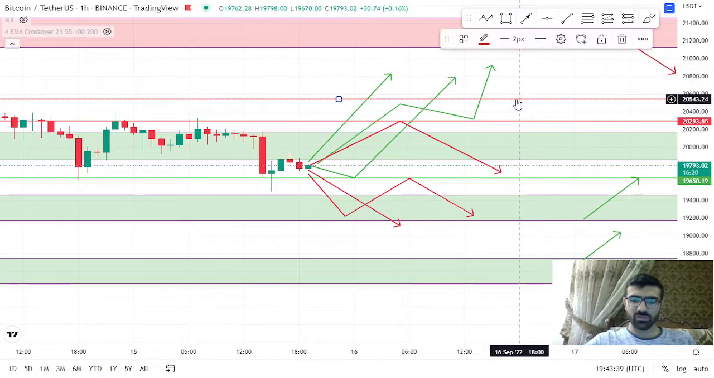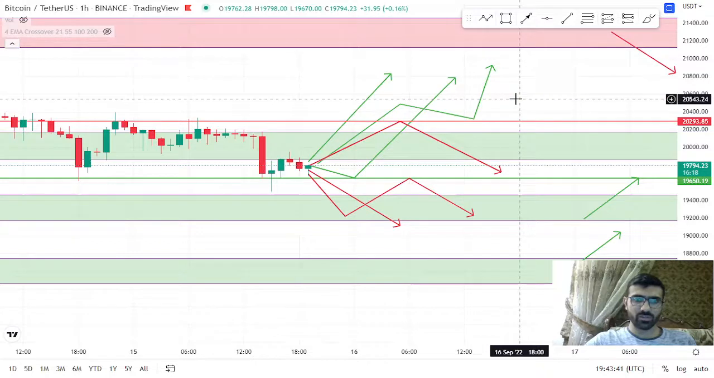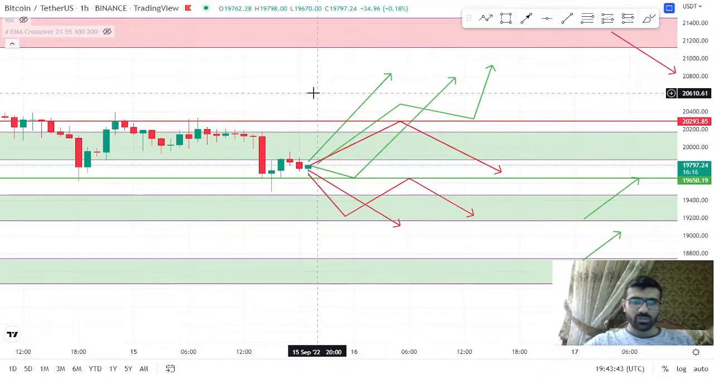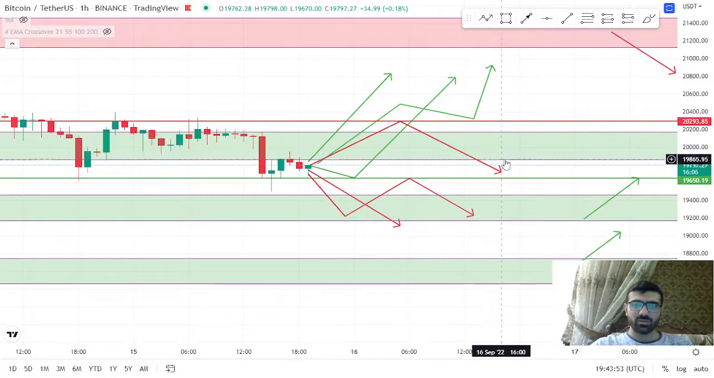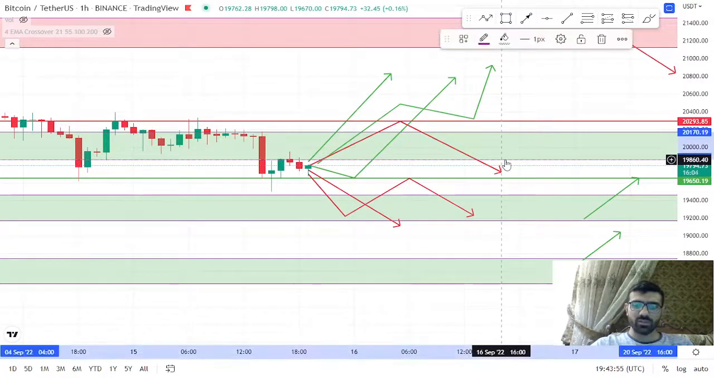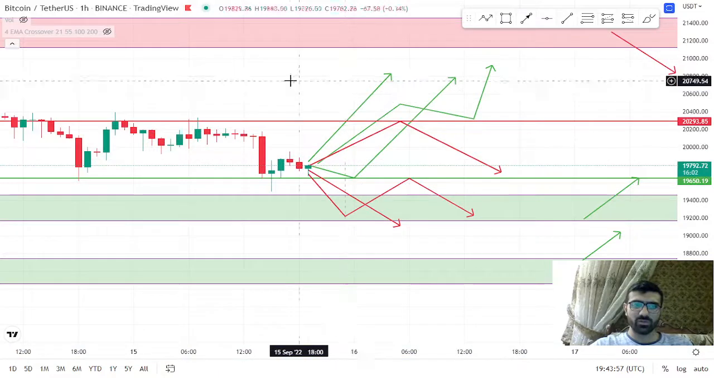I am removing this area of resistance for now. Okay, so I have just compacted the area of resistance so you guys can have an area to buy and sell this pair. And let me remove this area of support so you guys can have a better picture. Okay, so these are all the scenarios that can happen in Bitcoin tomorrow. So now let us move on to the next pair, which is Ethereum.